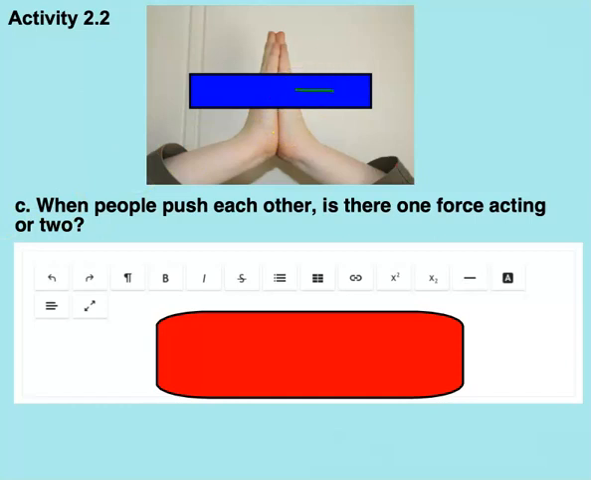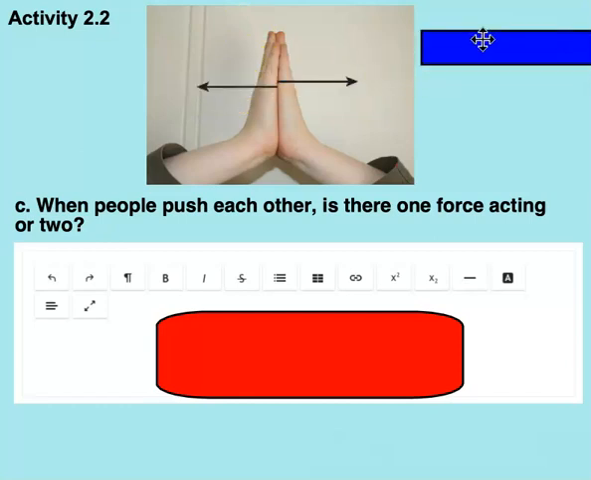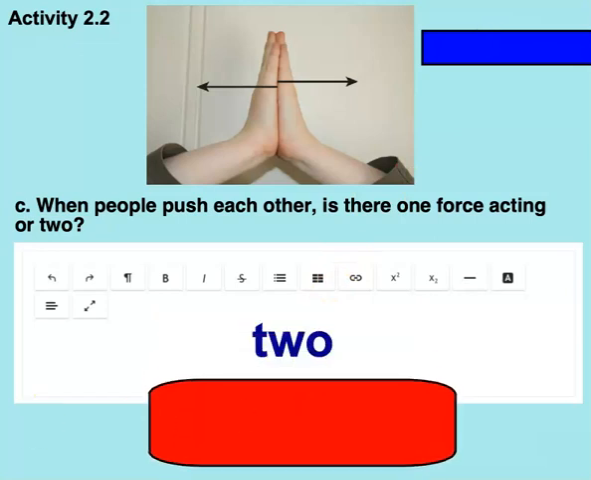So let me get rid of that line. Let me get this back. There's actually two arrows. They're pointing in opposite directions. So if you're pushing on someone, they're pushing back. If you push on a wall, the wall pushes back. So this should be two.